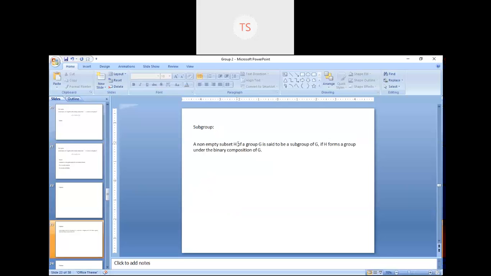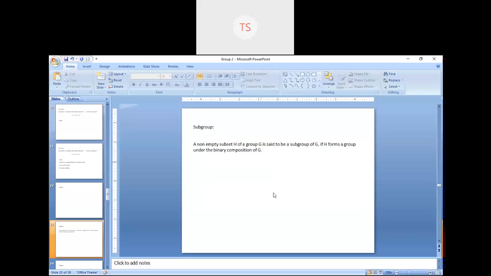The definition says that a non-empty subset is... Now see, from the very beginning of a group, we are saying that for a group we must have a non-empty set, then only we will form a group. So here also, a non-empty subset H of a group G is said to be a subgroup of G if H forms a group under the binary composition of G.